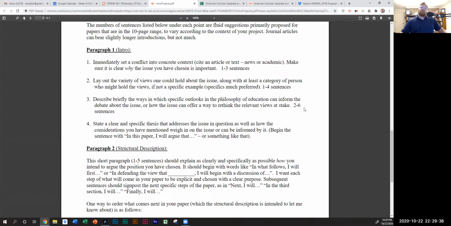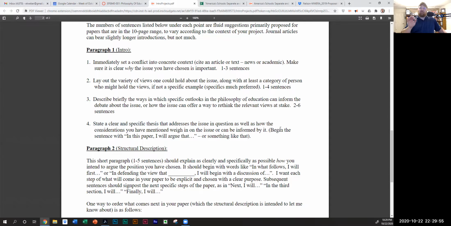And 2 to 6 sentences should be enough to do that, laying out the different kinds of views that are at stake. And then state a clear and specific thesis that addresses the issue in question, as well as how the considerations you've mentioned weigh in on the issue or can be informed by it.